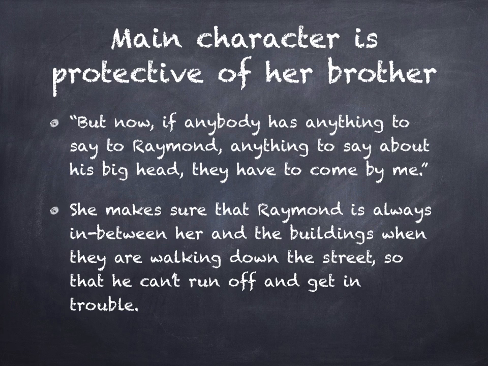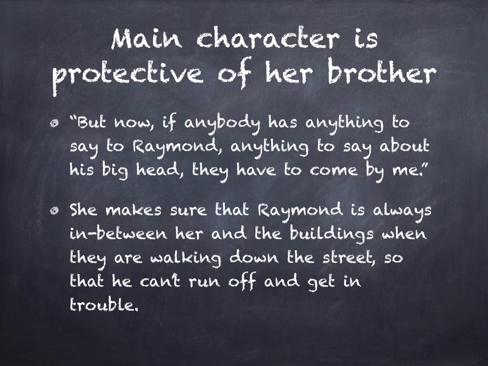The second piece of evidence that I found also comes from the middle of the story, and she makes sure that Raymond is always in between her and the buildings when they are walking down the street so that he can't run off and get in trouble. This is a paraphrased version of that big long section where the main character is telling you about all the kinds of trouble that Raymond gets in when they're out walking on the street. This is paraphrased and just tells the importance of that part of the story.